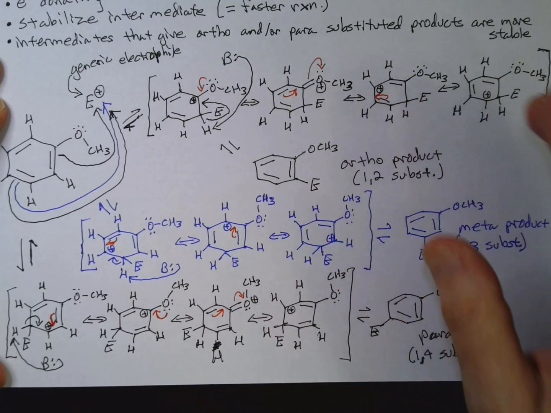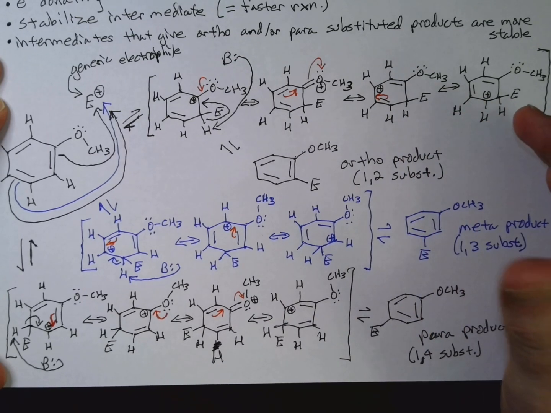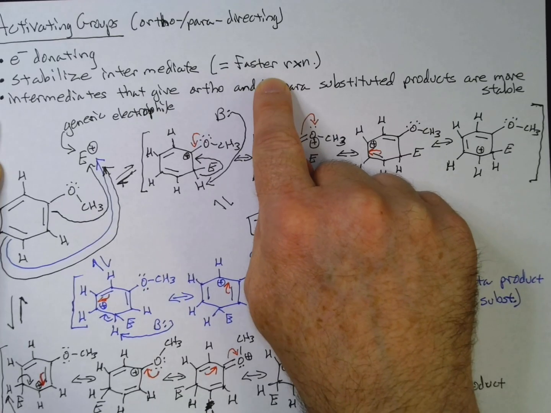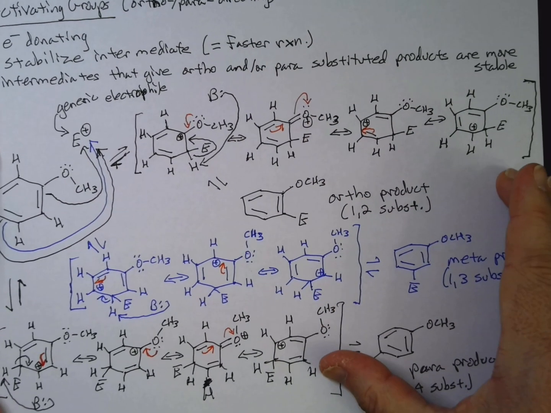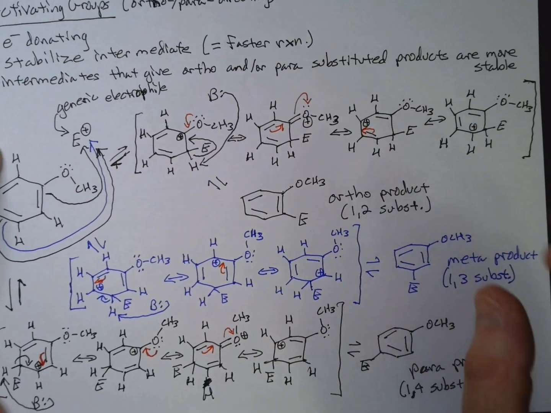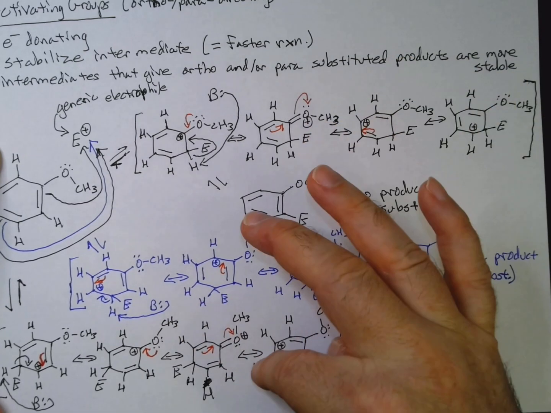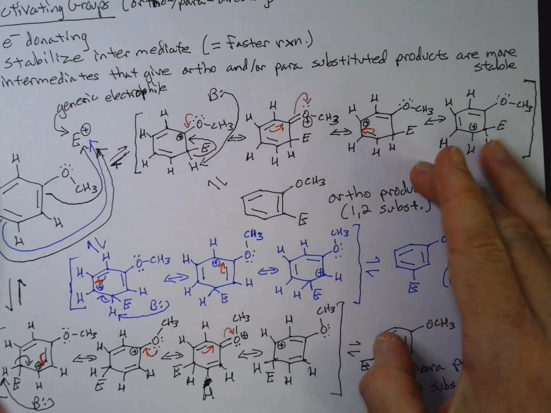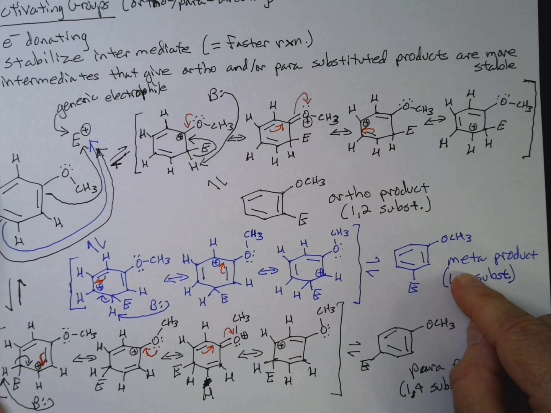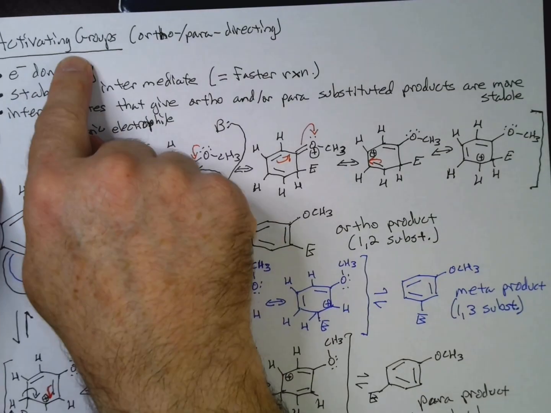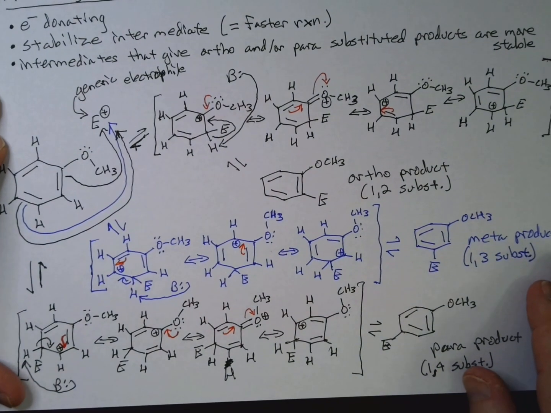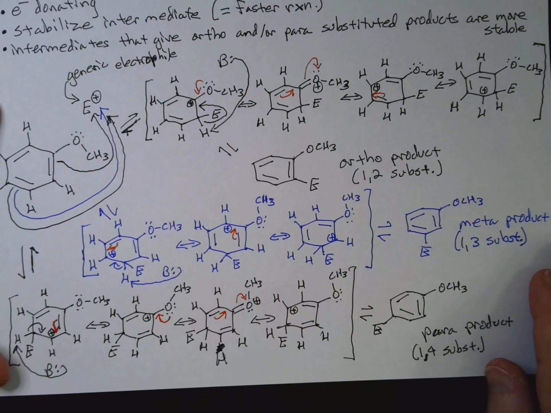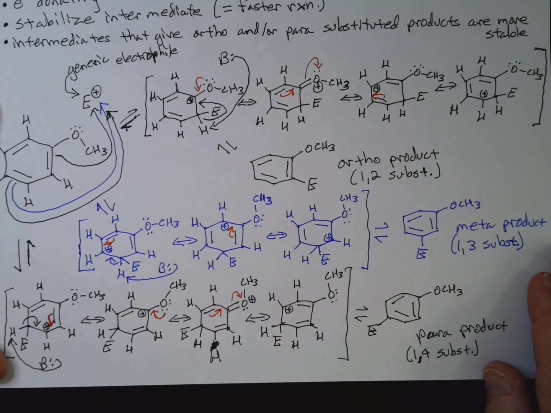Okay, so we have more stable intermediates for ortho and para, so the reaction is faster. Faster reaction. And again, the ortho and para products have intermediates that are more stable than the meta product's intermediates. So those products are preferred compared to the meta. So we will see that activating groups are ortho and para directing. All right, so let me leave that up here for you. Feel free to pause and you can copy this down.